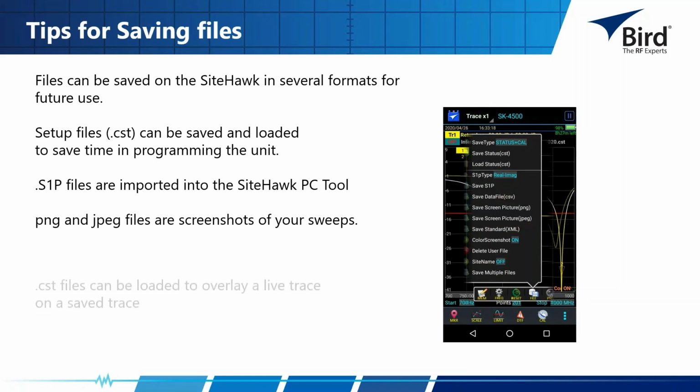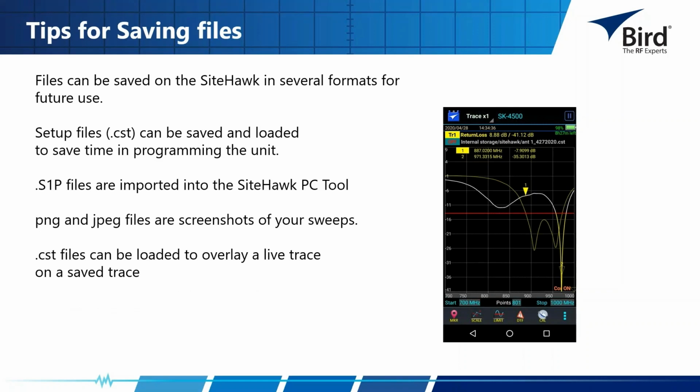Another thing about saving a CST, it can be loaded to overlay a live trace. So last month you went out, you swept an antenna, it all looked good. Now you're having some troubles. Hey, if you've saved that CST file and call it up today, taking a look here, back in the faint yellow in the background, that's when that antenna was good. Maybe there was a storm or wind damage, and now we recall that CST file, and it shows you the trace you saved in the past, and now the live trace has appeared, and you can see how that has shifted.